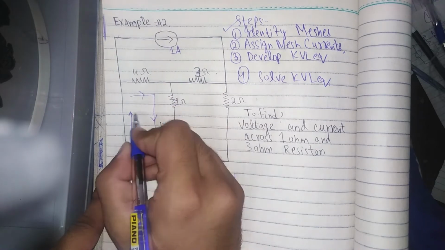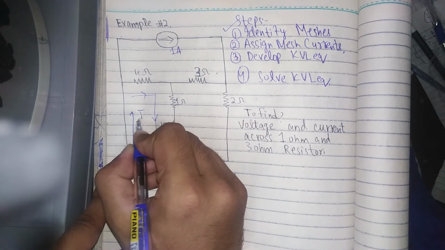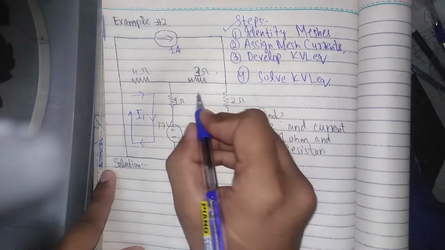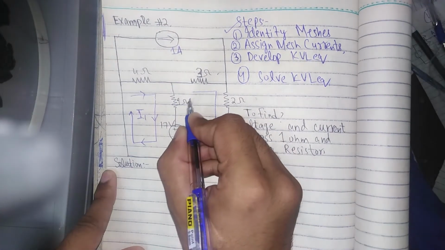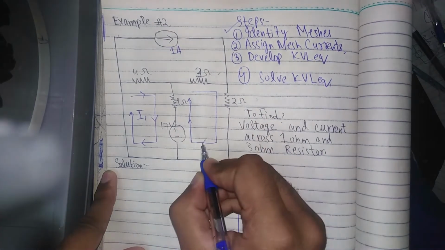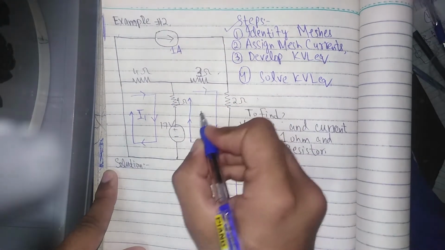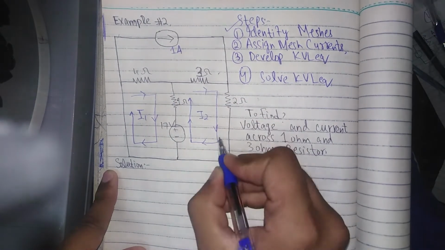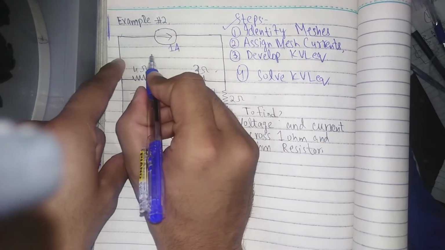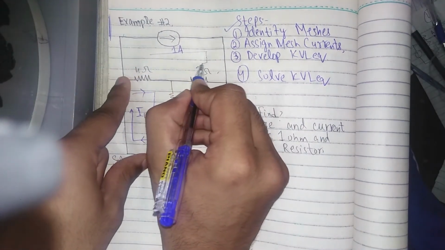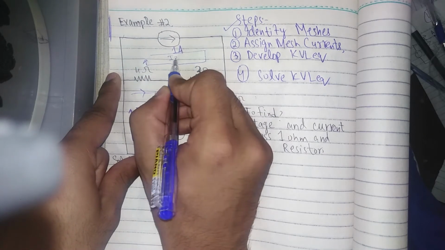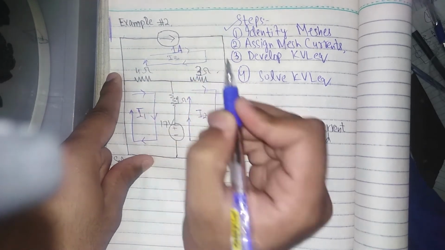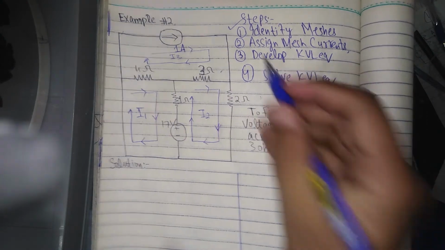Named it as I1. Also making it in clockwise direction, and named it as I2. We'll also draw this and name it as I3. Now students, our second step is also done.